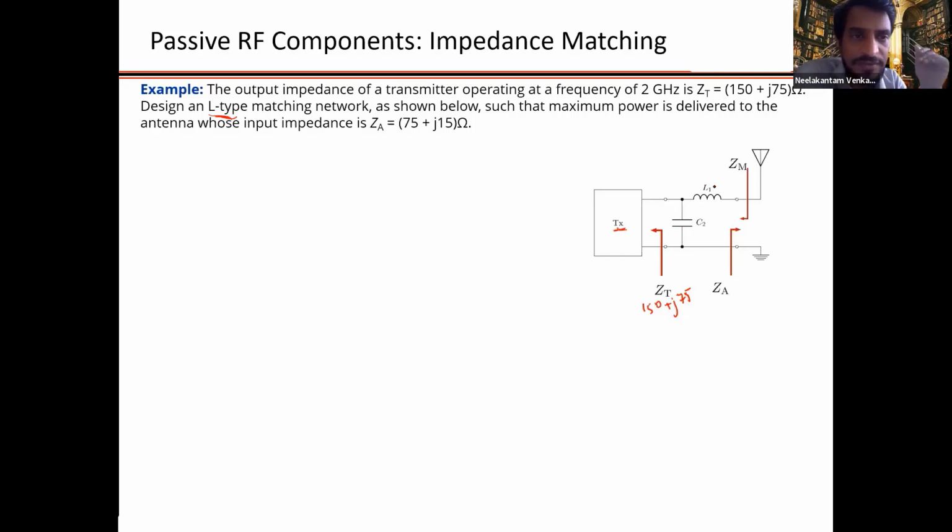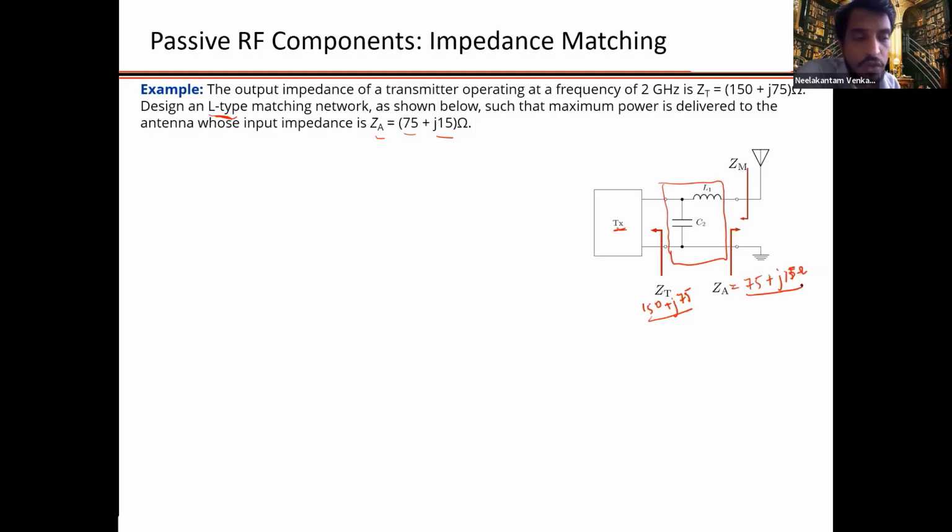Show that the maximum power is delivered to the antenna, whose input impedance, that of the antenna, ZA, is 75 plus j15 ohms. If I were to directly connect it without this block in between, certainly there is a mismatch. This is not the same as this, nor is it a conjugate. So definitely it's a mismatch.